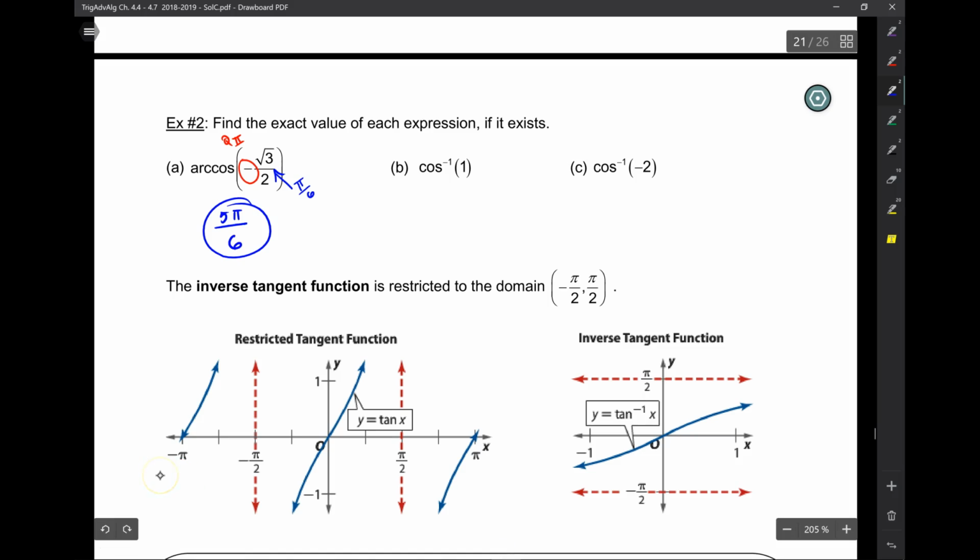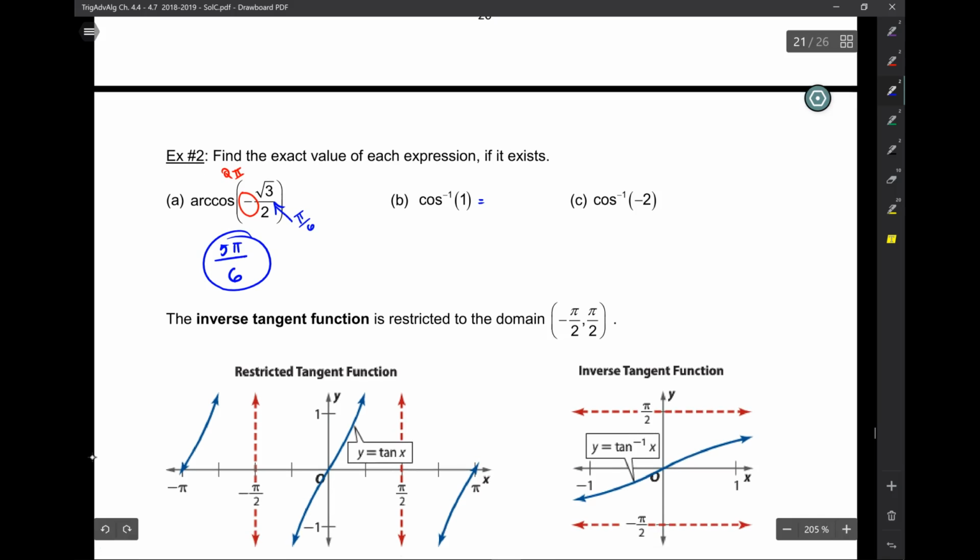Now, for what angle do we get cosine equal to 1? Close. 0. Because here, x is 1, y is 0, so cosine is 1. Where is inverse cosine of negative 2? No solution, because it can't go past 1 and negative 1.